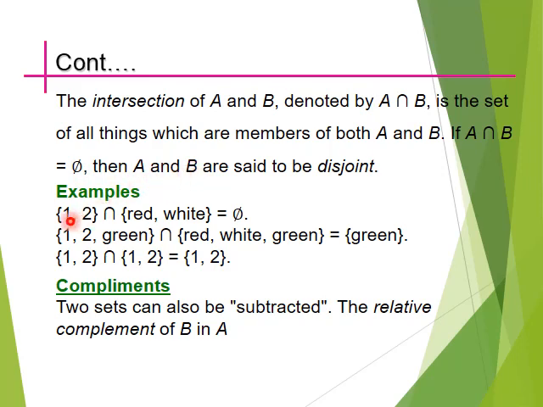Here are some other examples. {1, 2} we are going to intersect with {red, white}. So there is no common element, therefore we can write the empty set. And here {1, 2, green} intersection {red, white, green}. So green is repeated in both sets, therefore the intersection is {green}. Here {1, 2} intersection {1, 2} is {1, 2}.